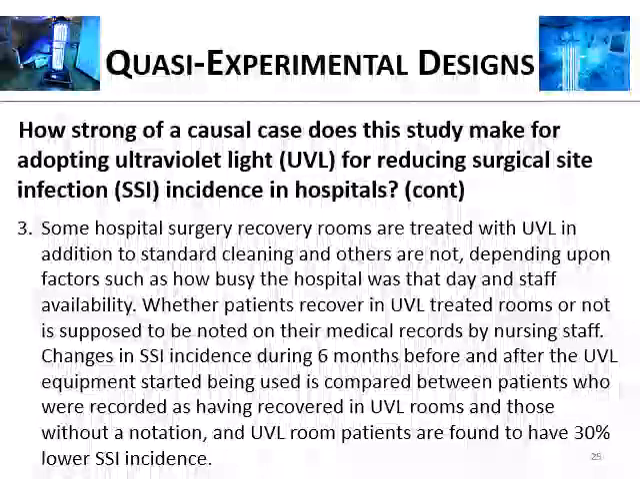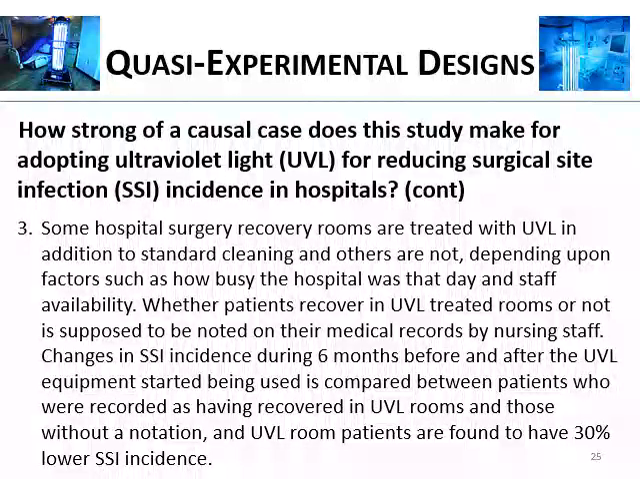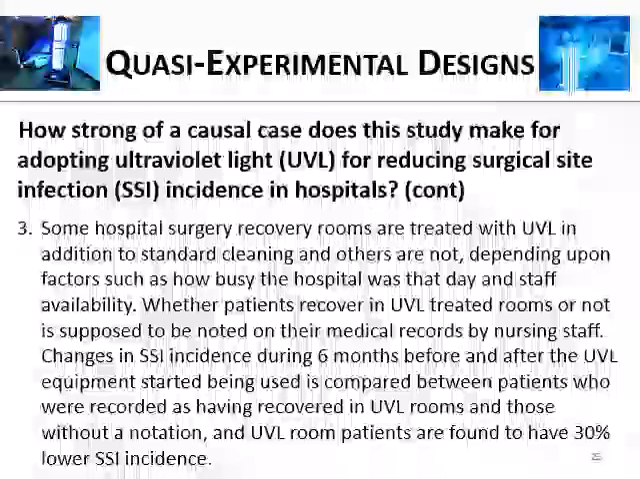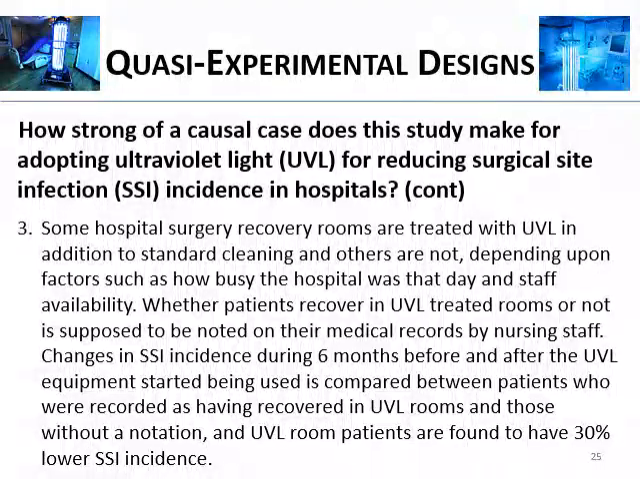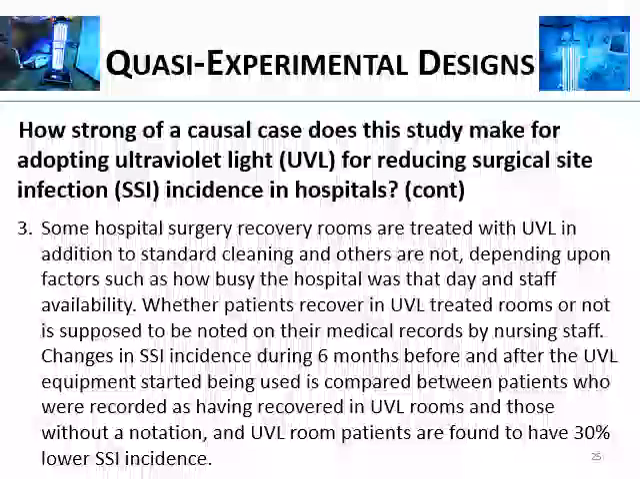So the problem with this design is that it's kind of haphazard. Whether they actually went into the rooms that were UVL treated or not was sort of haphazard, depending on how busy things were, whether they actually used it that day or whatnot. Whether they recorded the information about patients, you've got some noise in there, it seems, and so you could have some treatment contamination. And there does not appear to be standardization in procedures for how they were cleaning the rooms. It's not the world's worst way of doing a study, but I think it could be better. So let's take a look at the last one.